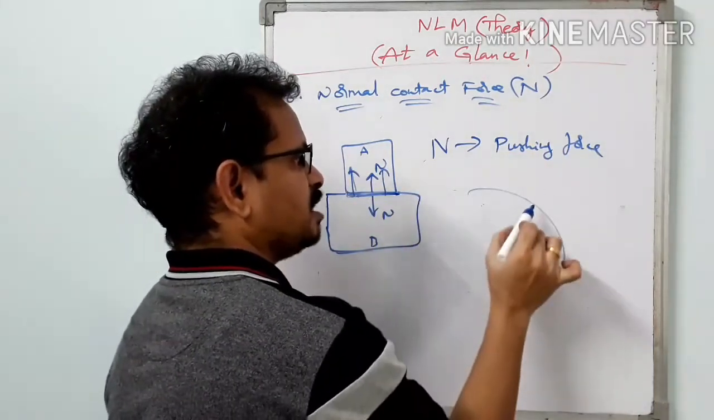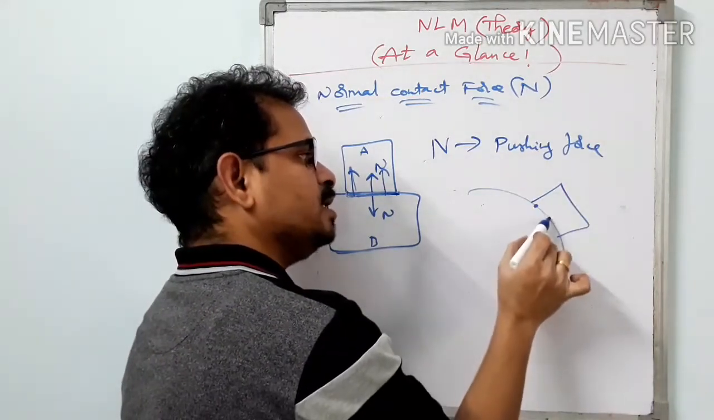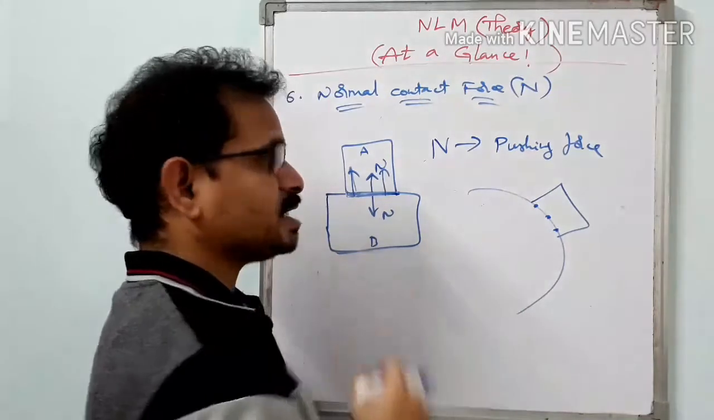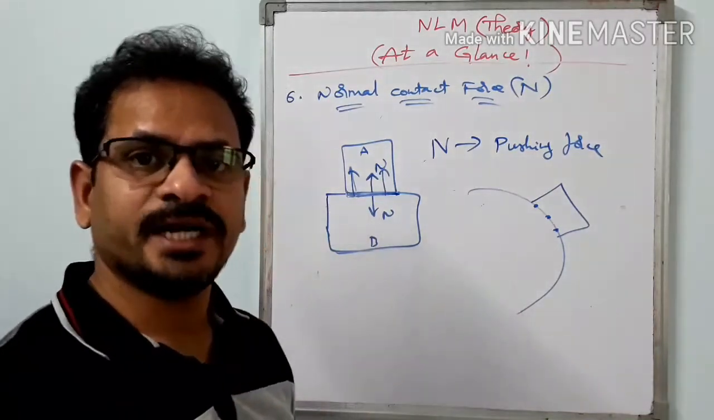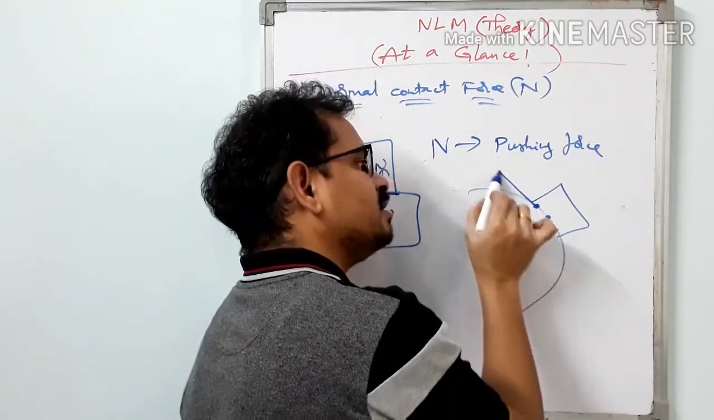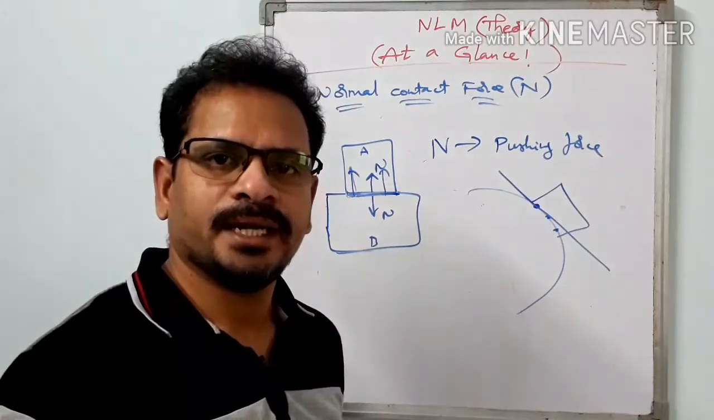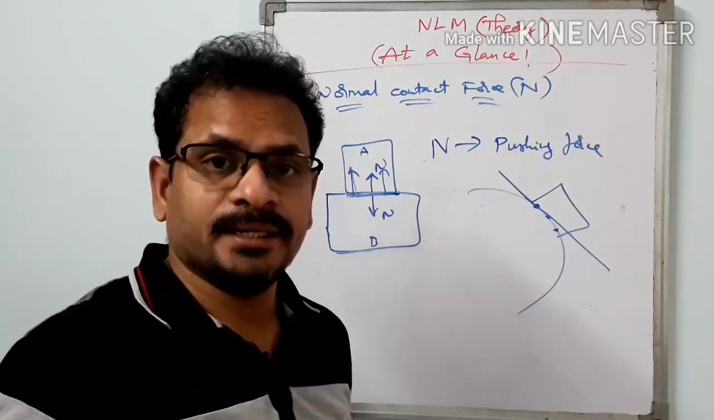But if we consider a curved surface like this, at different points the normal reaction force, the normal contact force, will be different, because here the plane of contact will be different. How can we find the plane of contact? Just draw a tangent line there.